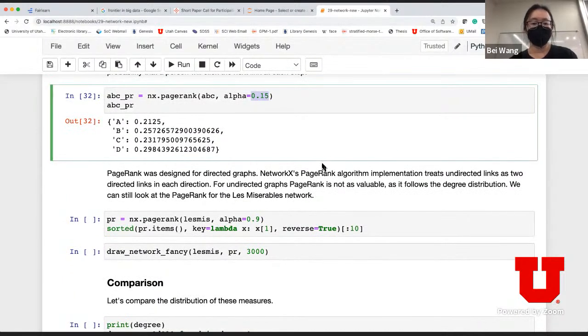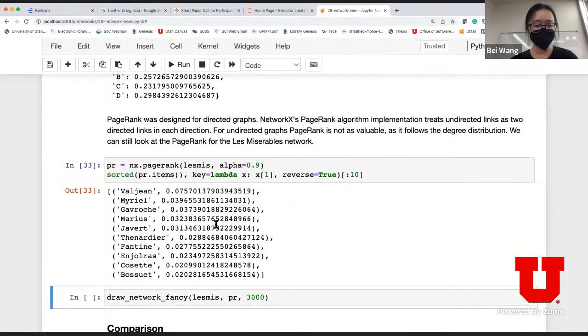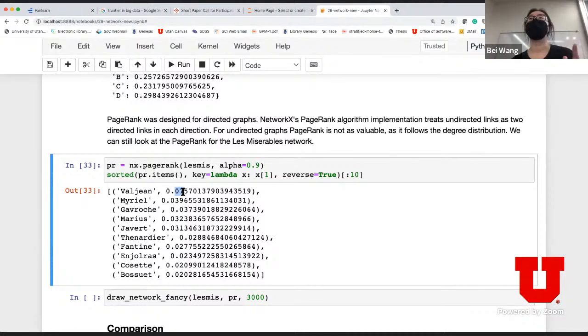So PageRank was designed for directed graphs, as in my example. But in NetworkX, when you have an undirected graph, you can treat each edge as a double arrow. And you can do the same thing with the novel data set that we were talking about before. Again, what's interesting is that the one we deem important, which has a high degree and high centrality, also has a pretty high PageRank.